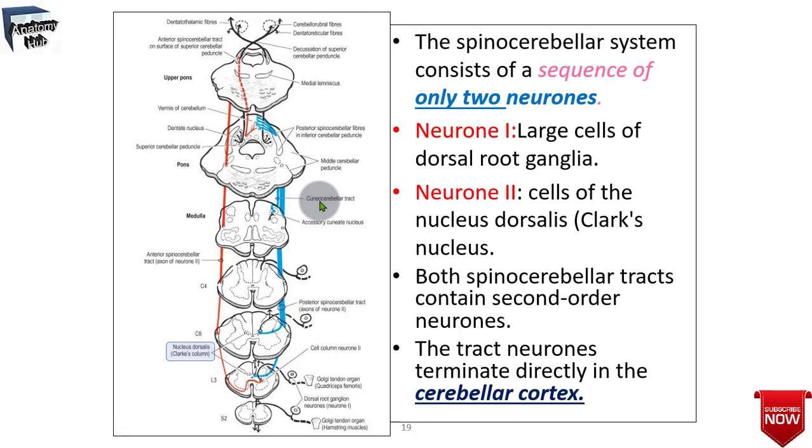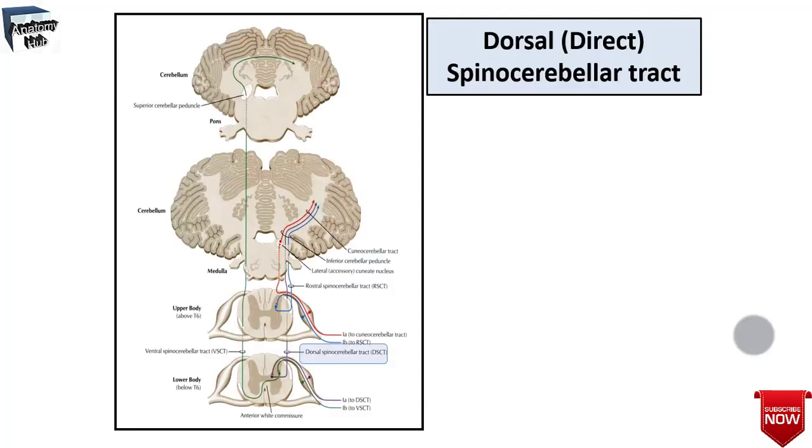In the dorsal part, the fibers mainly end in the information related to muscle tendons and muscle and joint movement, which is used by the cerebellum to coordinate the limb movements and the posture maintenance. So first we will see the dorsal spinocerebellar tract.